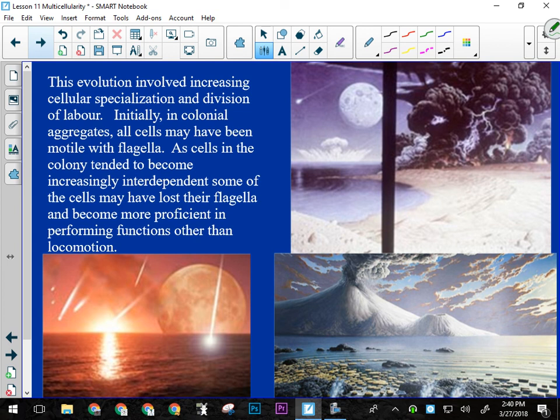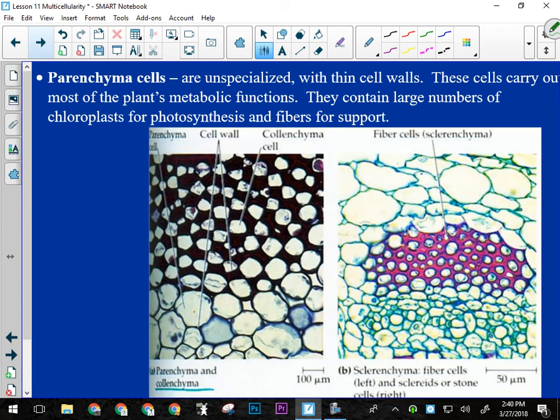Okay. All right. Now, we're going to look at different types of cells within the plant. So we're looking at the plant now as an example of a multicellular organism with specialization. The first cells we're going to look at are called parenchyma cells. And I just said specialized, but they're actually unspecialized. That's how they're specialized. They can become anything.